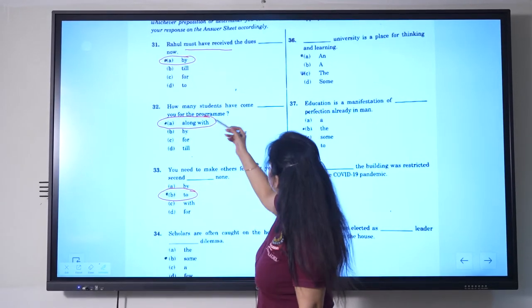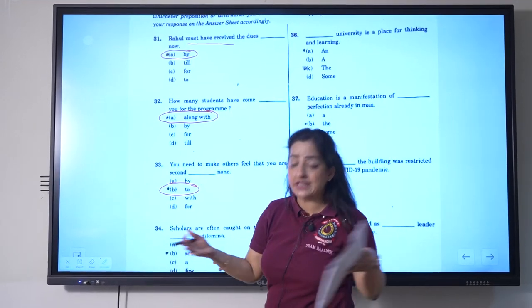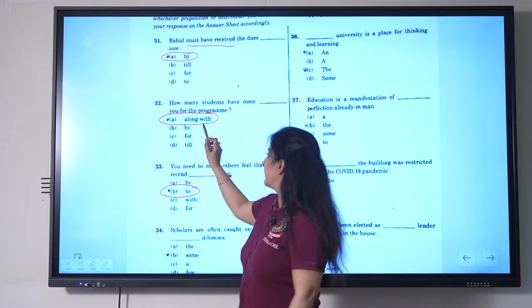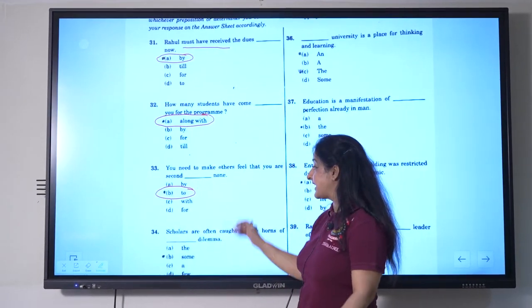Okay. Then how many students have come along with you for the program? Aapke saath kitne log aaye hain? So therefore this is the answer. Then you need to make others feel that you are second to none. Idiom.